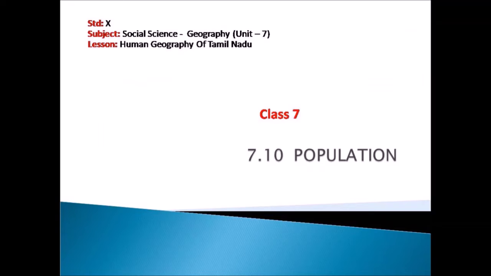Next topic we are going to see is population in Tamil Nadu. Population means the number of people in a geographic area. Under this topic we are going to see the growth in population in Tamil Nadu, the distribution of population in Tamil Nadu, that is, the regions which have more population, moderate population and less population, and also the sex ratio, literacy rate, and so on. First, we will see the growth of population in Tamil Nadu.